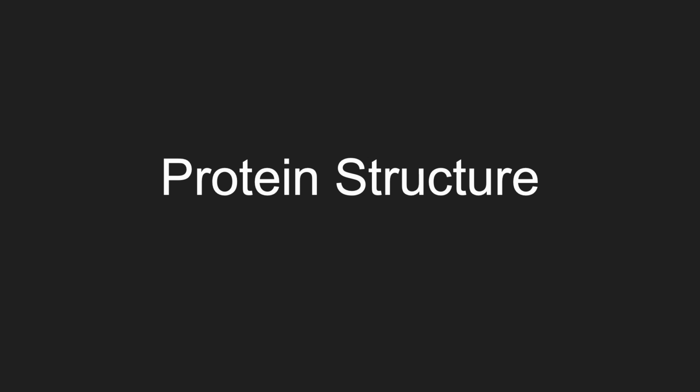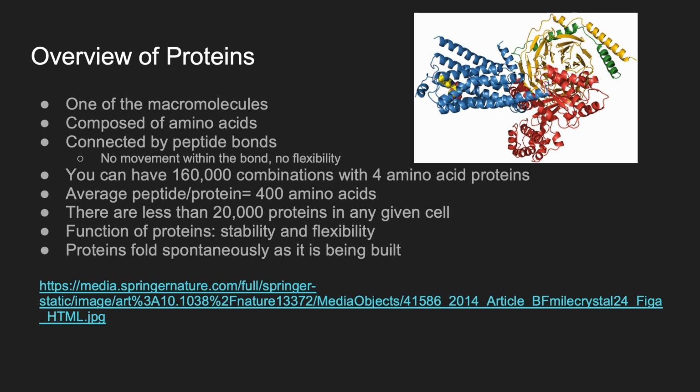This is a lecture on protein structure for Dr. Watts' class at UAB. To get a general idea of proteins, there is a lot of information that we need to cover first. Proteins are one of the macromolecules. They are composed of amino acids. They are connected by peptide bonds. These bonds have no movement and no flexibility within them.